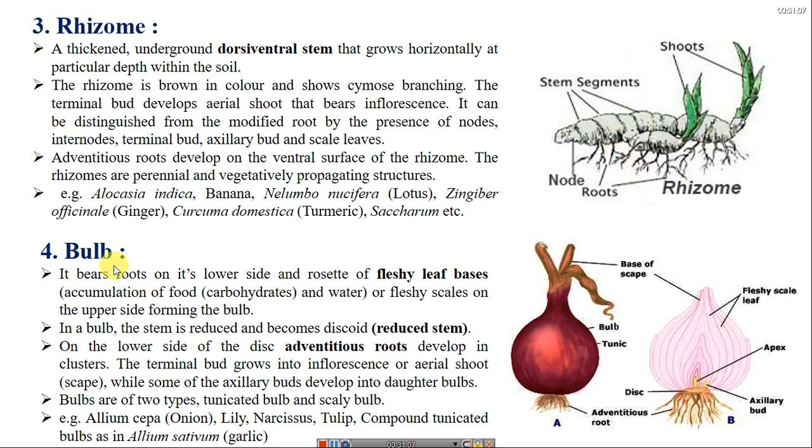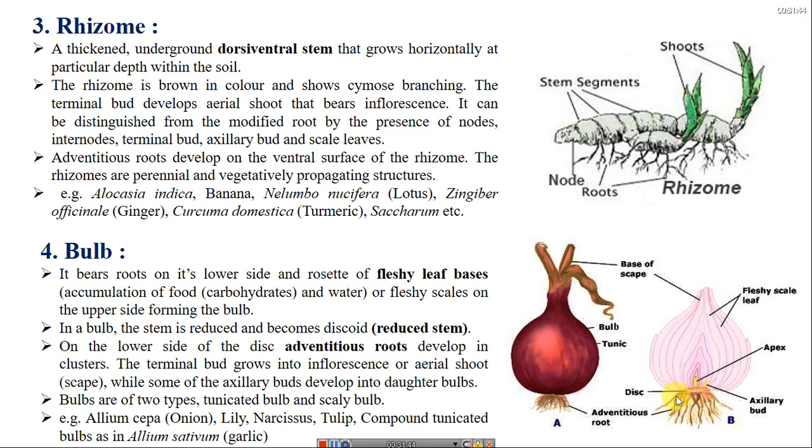Now the fourth type is the bulb. You must have seen onion, you must have seen garlic, you must have seen lily bulbs. So these structures look like a bulb, right? These bear roots on the lower side and a rosette of fleshy leaf bases. So these pink or purple colored fleshy structures are nothing but the leaf bases, and here the stem becomes highly reduced. See, this disc-shaped structure is nothing but the stem that is reduced to a disc.